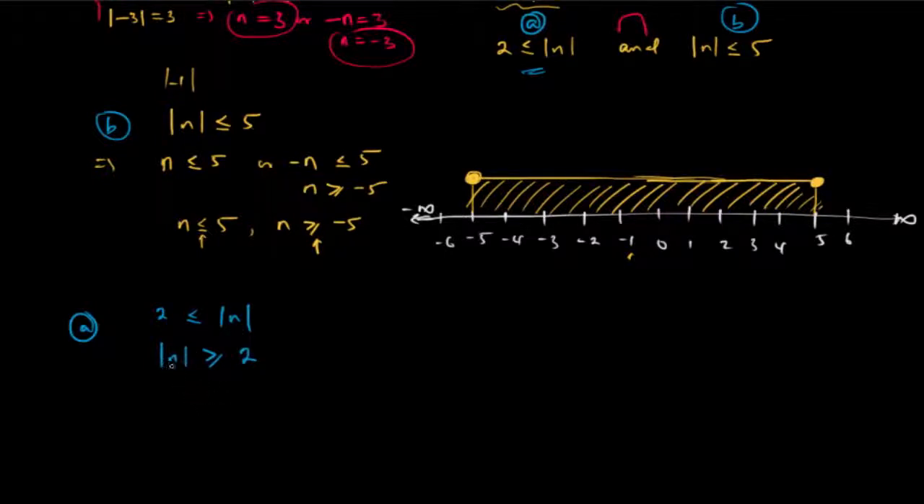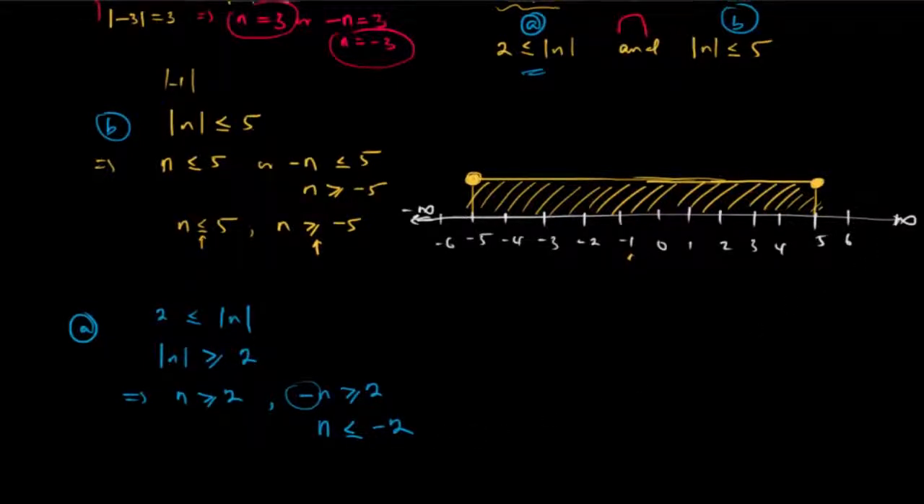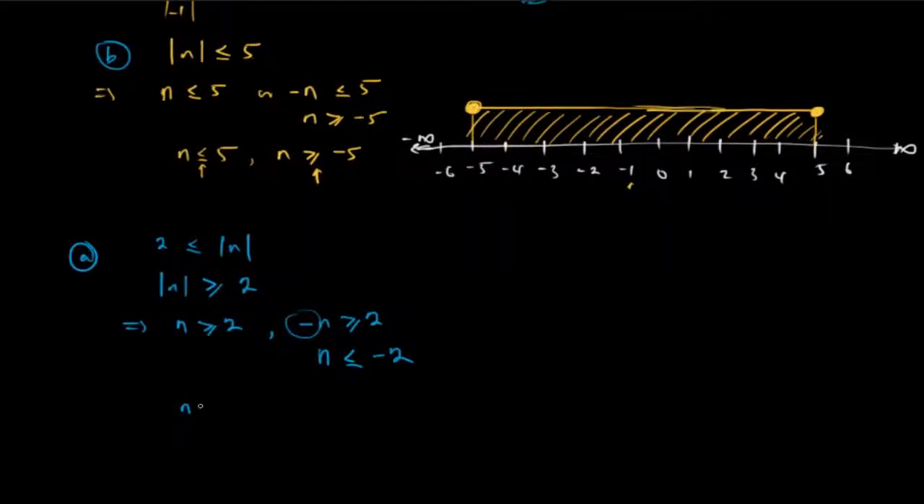So if the absolute value of n is greater than or equal to 2, according to the example we did above, this implies that either n is greater than or equal to 2, or the negation of n is greater than or equal to 2. Now to remove this negative sign, I'm going to multiply both sides by -1. So I have n, and since I'm multiplying by a negative number, the sign changes. So my solution is n greater than or equal to 2, and n less than or equal to -2.